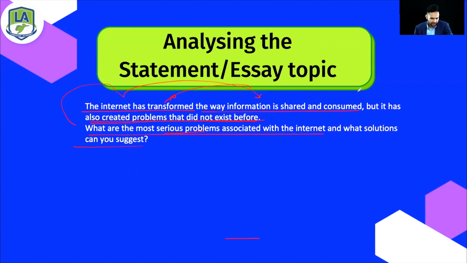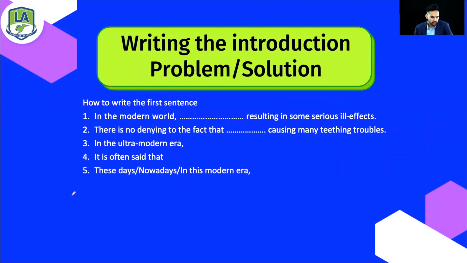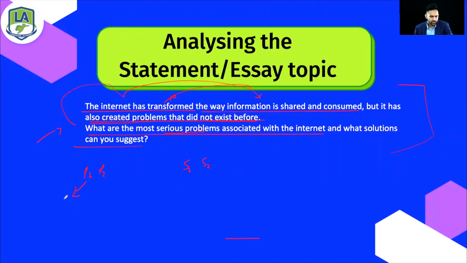So as soon as I get the essay topic, I need to make sure I focus on task achievement. For that, I need to have proper ideas and address everything. I'll write down 2 problems, P1 and P2, before I start writing, and then solutions S1 and S2. Let's say problem 1 is harmful content or threat to personal information. Second, there is adult content. Solution 1 is government regulations. Solution 2 is awareness, for example. So I know what I have to write in my body paragraph 1 and body paragraph 2.